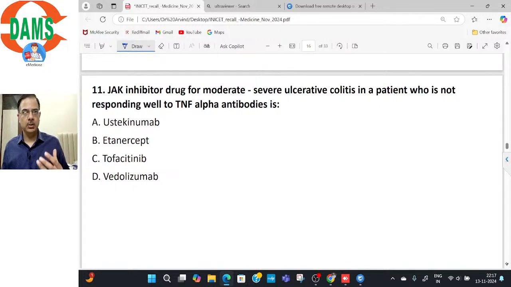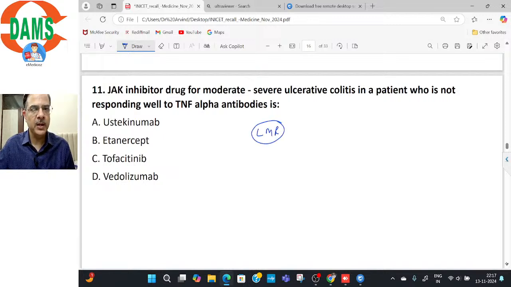Alright, so this time from inflammatory bowel disease, at least two questions have come. And as I told you always, the last moment revision topic where the questions are asked is IBD, whether it is pathology, surgery, medicine or pharma. So this is a question of pharma.